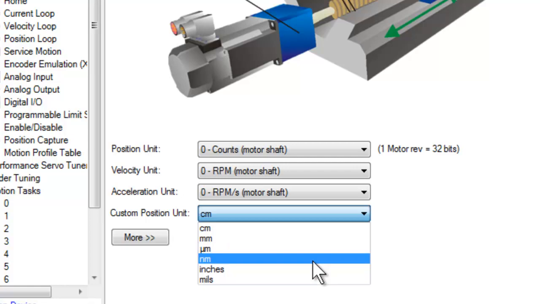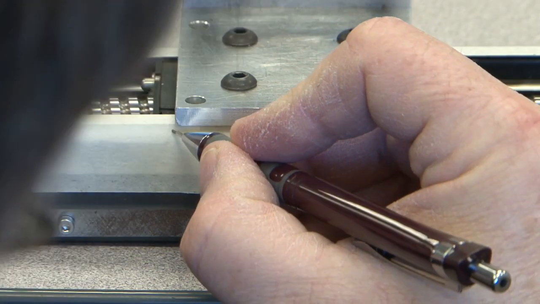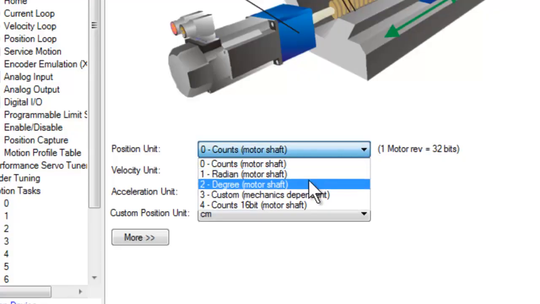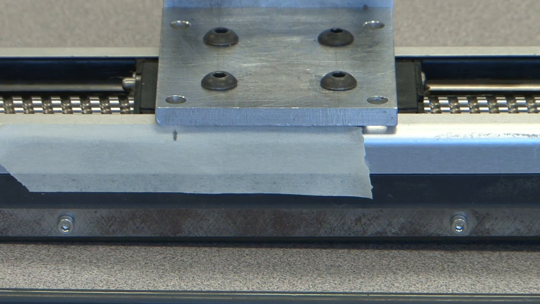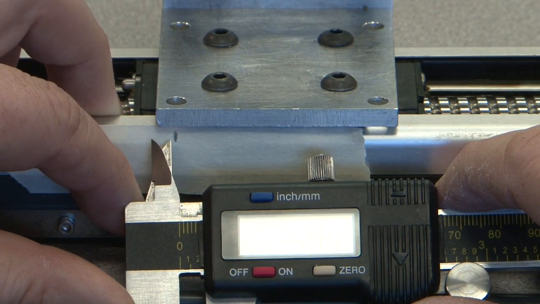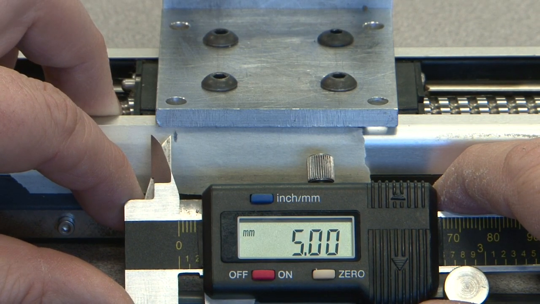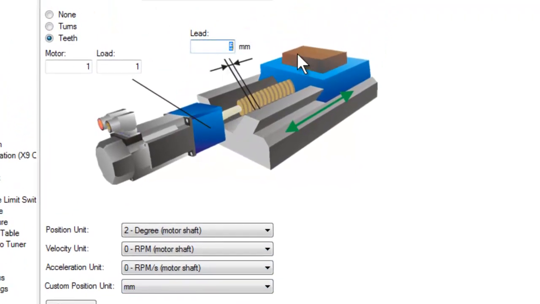If you don't know the lead of your mechanism, you can always measure it. On my actuator, I have placed a piece of tape and a mark at the starting point. We could temporarily set our position units to degrees and command one revolution of the motor, or 360 degrees. We could then measure the distance traveled, which is the lead of the screw. If you have a gear ratio, don't forget to take that into account as part of the distance commanded. We enter this value in lead. In our example, the lead is 5 millimeters per rev.